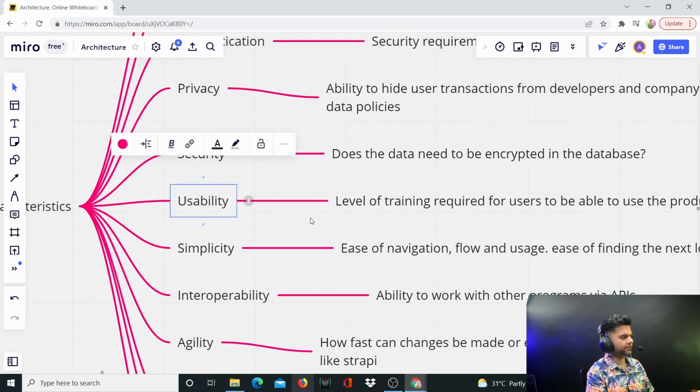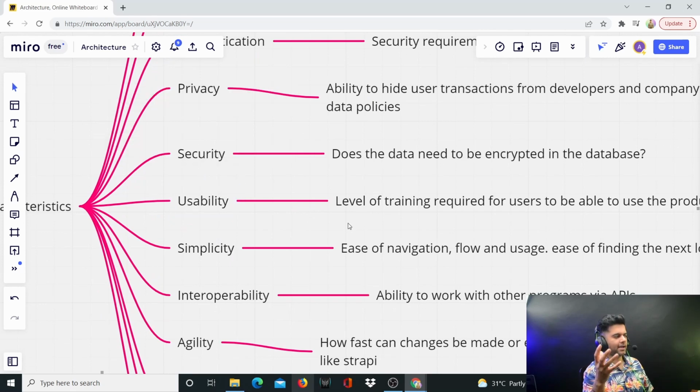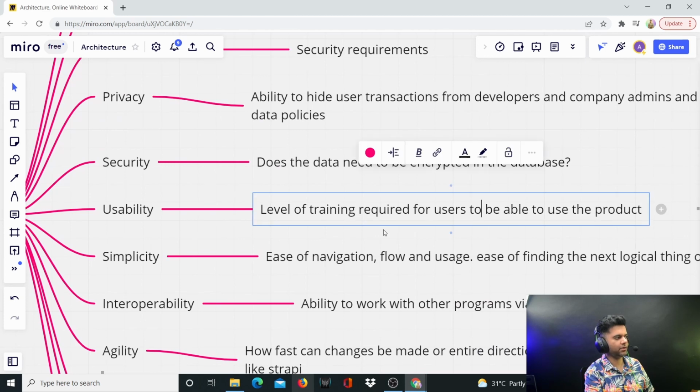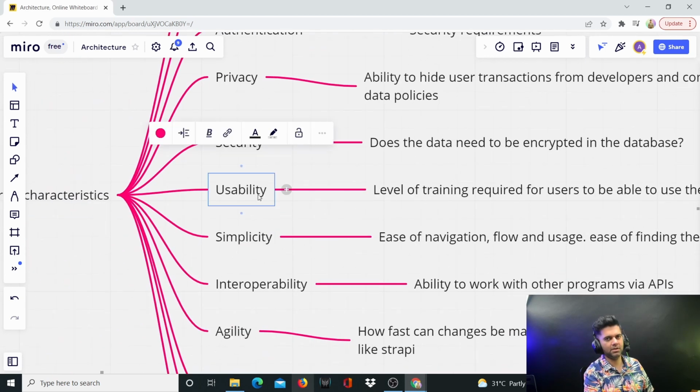Then you have usability. Like I said, if you have a social media platform or an e-commerce platform, you can't have difficult usability, right? You can't have a platform that requires people to go through training manuals or watch videos to learn and understand. That's why usability is very, very critical for B2C platforms. It's the level of training that's required for users to be able to use your product. So it has to be very low for B2C products, and can be high for B2B products, which are enterprise products.